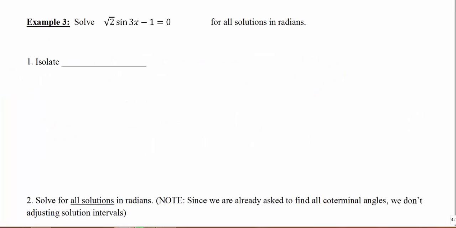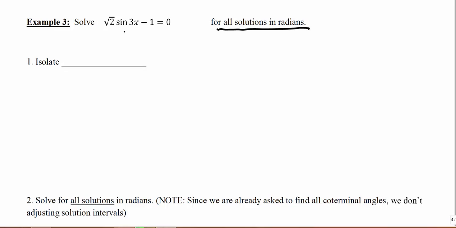In example 3, we're asked to solve the equation square root of 2 times sine of 3x minus 1 equals 0. And this one's a little bit different than the last ones because we are asked to solve for all solutions in radians. So we do not actually have an interval that x is required to be within. We're asked to solve for all possible solutions for x.